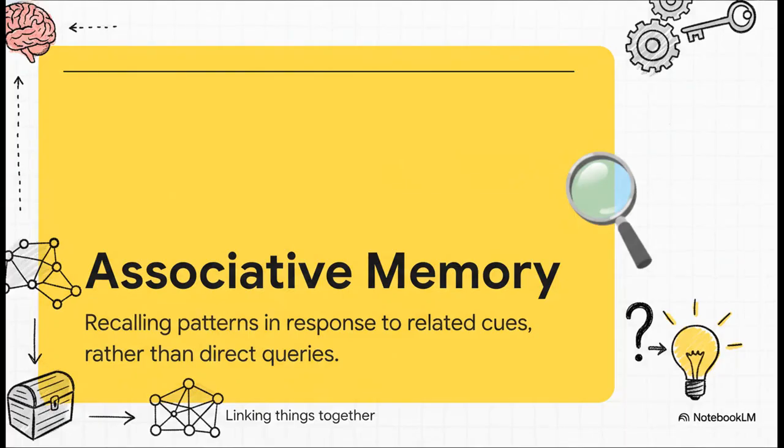And there's a name for this, of course. It's called associative memory. It's the brain's amazing ability to link things together and use one little piece of information as a key to unlock a totally different one. The cue itself doesn't contain the memory, it just points the way.